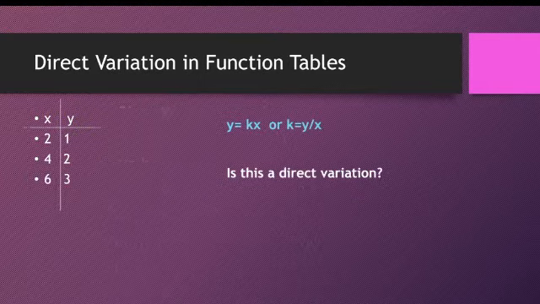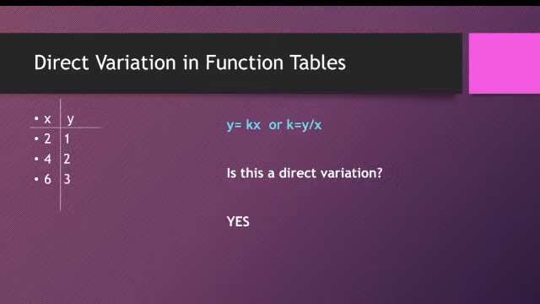Okay? So let's have this one. We are given the function table. We have 2, 4, 6, and 1, 2, 3. So again, they are both increasing. What we need to check here is if they are a direct variation. So sabi dito, it is a direct variation. So paano natin siya i-check na talagang direct variation siya? So dapat may common ratio.